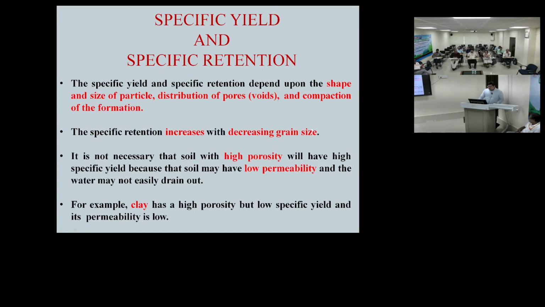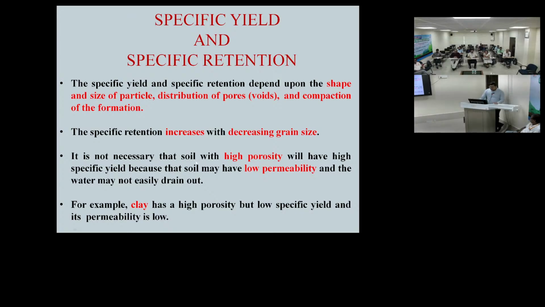So it depends on the shape and size of the particle, means how uniformly the force is distributed, or if it is well compacted, it will be less. So specific retention increases with decreasing grain size. Why does it increase? Because the surface area is more and the surface tension forces that hold the water are more. That's why the specific retention increases with decreasing grain size.